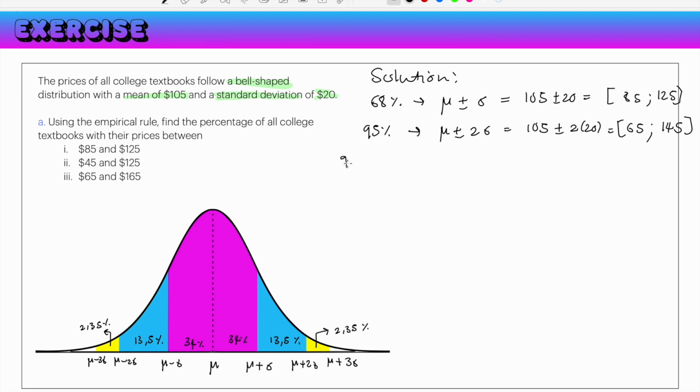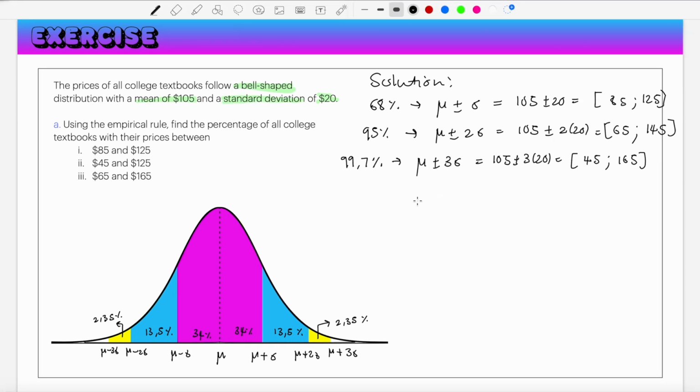And let's look at the final proportion or percentage, the 99.7%. This one is where we have the interval that is 3 standard deviations away from the mean. So that is your mu plus minus 3 sigma. That should give you 105 plus minus 3 times 20, and this should give you an interval of $45 and $165. So what does this mean? Again, this just means that 99.7% of the prices of the textbooks will be between $45 and $165.